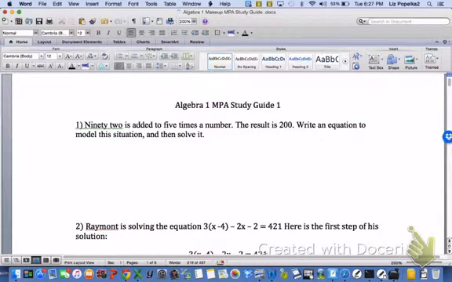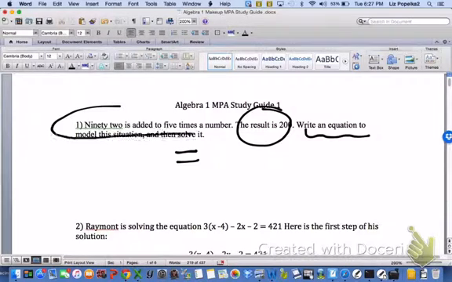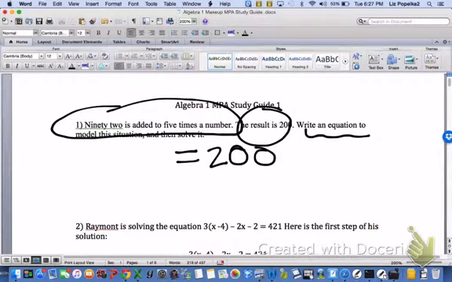So first of all, for number 1, it is saying 92 is added to 5 times a number, and the result is 200. So we need to write an equation to model the situation and then solve it. Of course, because it's got an equation, it's going to have an equal sign. When it says the result is 200, it means that this 92 is added to 5 times a number is all going to be equal to 200.